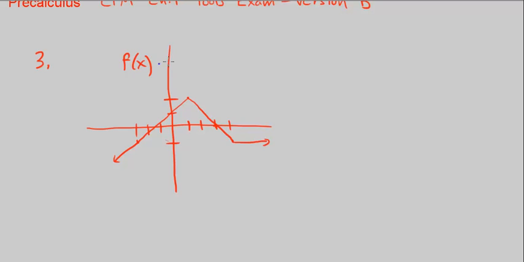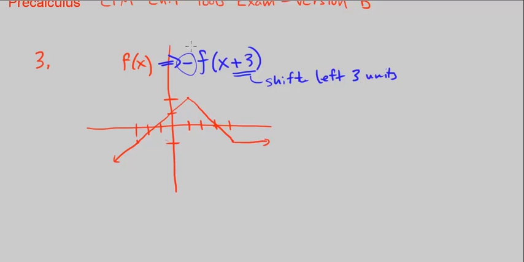And we were asked then to sketch negative f of x plus 3, right? So what you have to remember, all this is doing is plus 3 here means shift to the left by 3, shift horizontally left 3 units, right? And then this we know is going to reflect across our x-axis. Okay, so I'm going to do this in 2 steps.